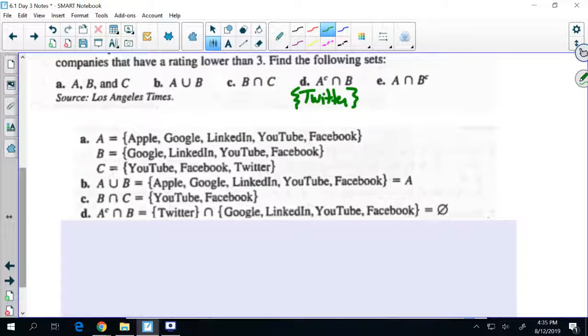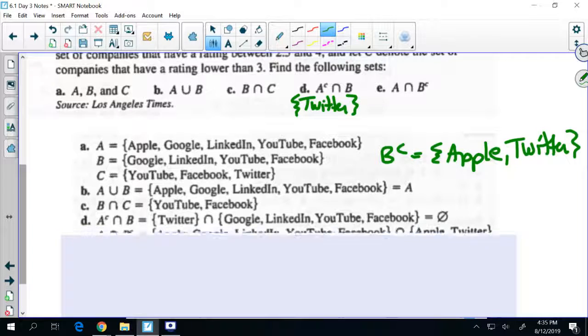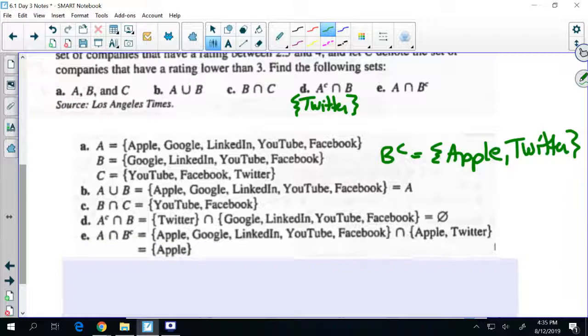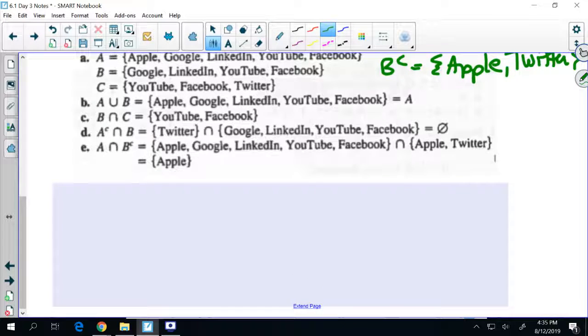And then E, what is A intersect B complement? Well, B is Google, LinkedIn, YouTube, Facebook. So that means B complement is going to be Apple and what was the other one? Twitter. So now where do they intersect? It looks to be like Apple is the answer, right? Just Apple. And so that's what it means when you're trying to use this notation, okay?